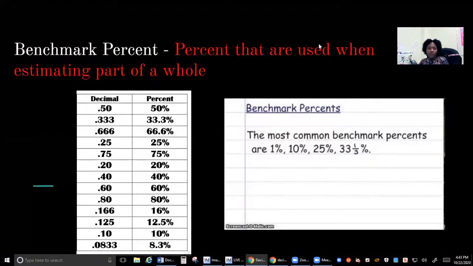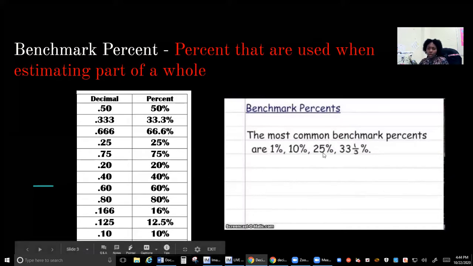All right, our next vocabulary word is a benchmark percent. I actually talked about this a while back when we were doing fractions. I said, hey guys, here's a helpful chart. These are fractions that you should know like the back of your hand, and percents and decimals. Well, guess what, ladies and gentlemen? It is back. So a benchmark percent is a percent that is used when estimating part of a whole because it's part of something. So these are our most common benchmark percents.